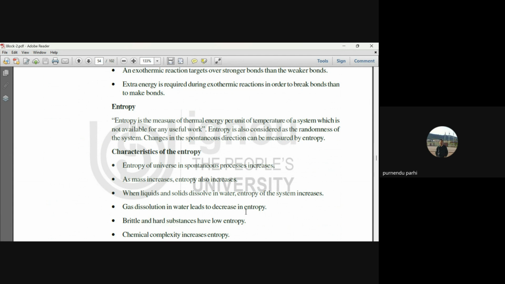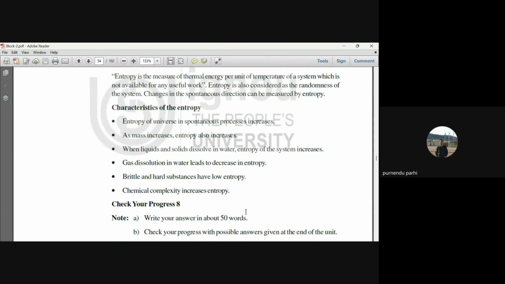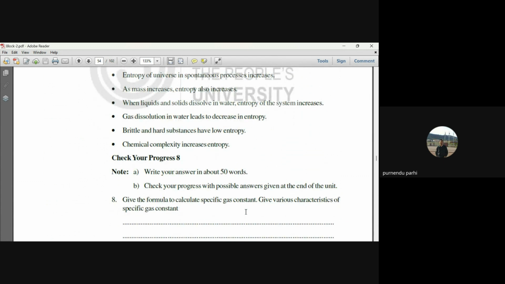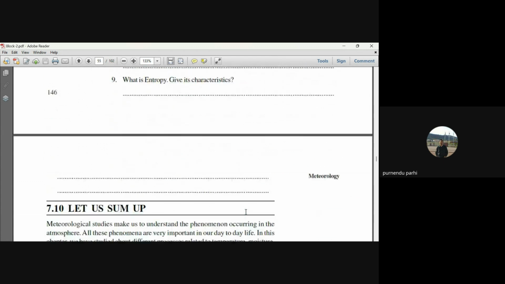As mass increases, entropy also increases. When liquid and solid dissolve in water, entropy of the system increases. Sorry, gas dissolution in water leads to a decrease in entropy. Brittle and hard substances have low entropy. Chemical complexity increases the entropy.